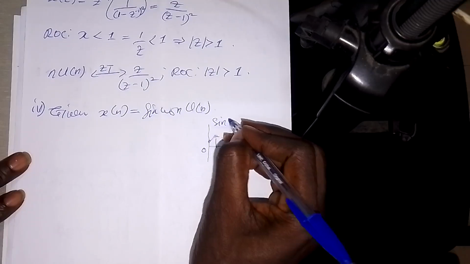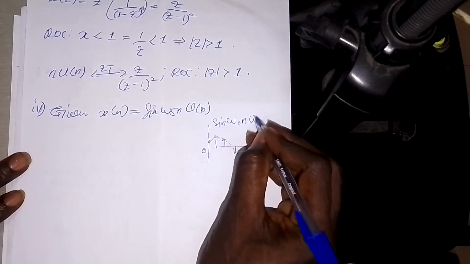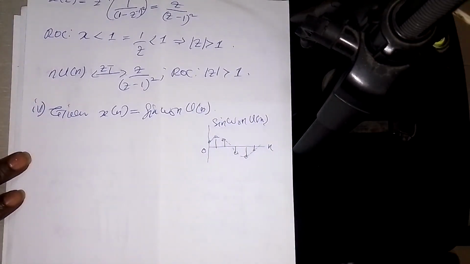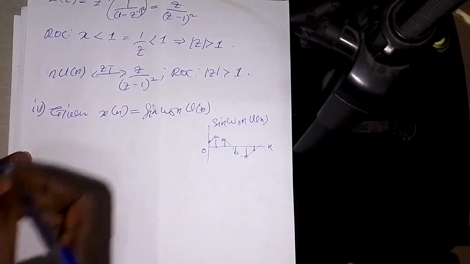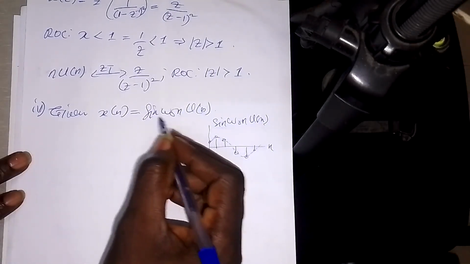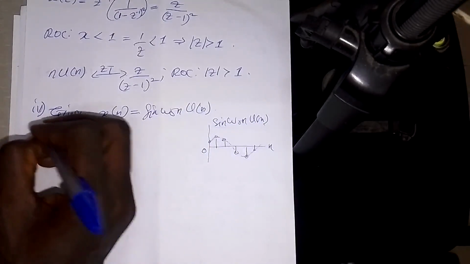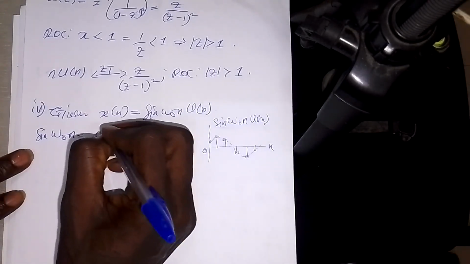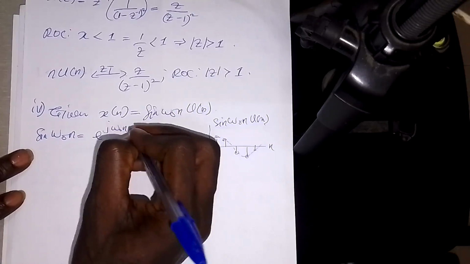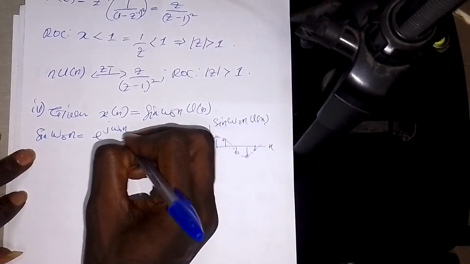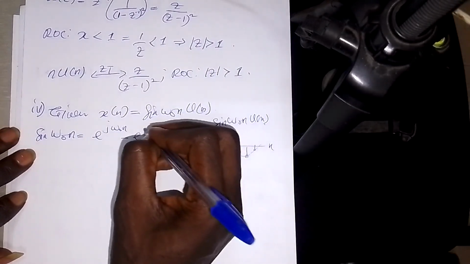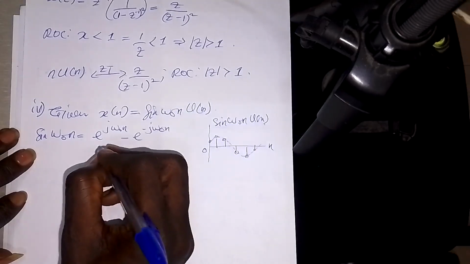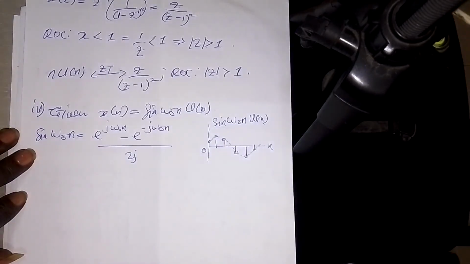All right, so here you have sine omega naught n into u of n. Now if we have this one, then what can we do? Very simple. Whenever you have sine, sine omega naught n is equal to (e to the j omega naught n minus e to the minus j omega naught n) over 2j.